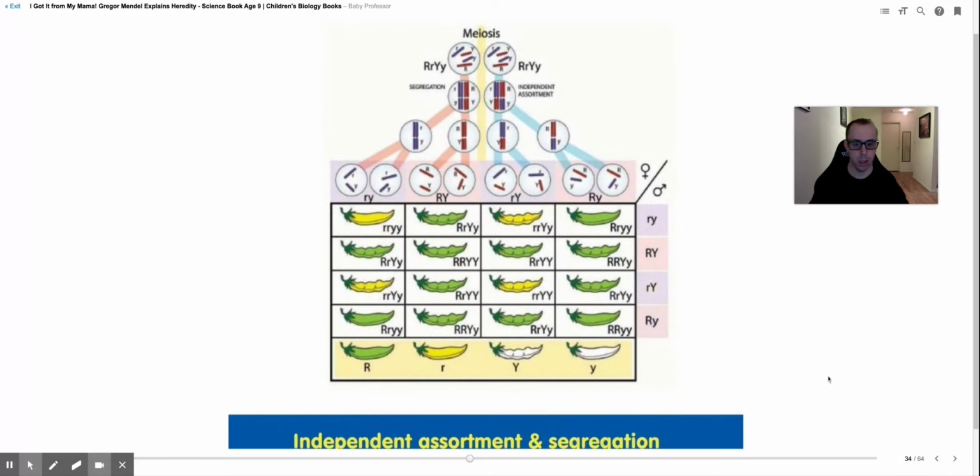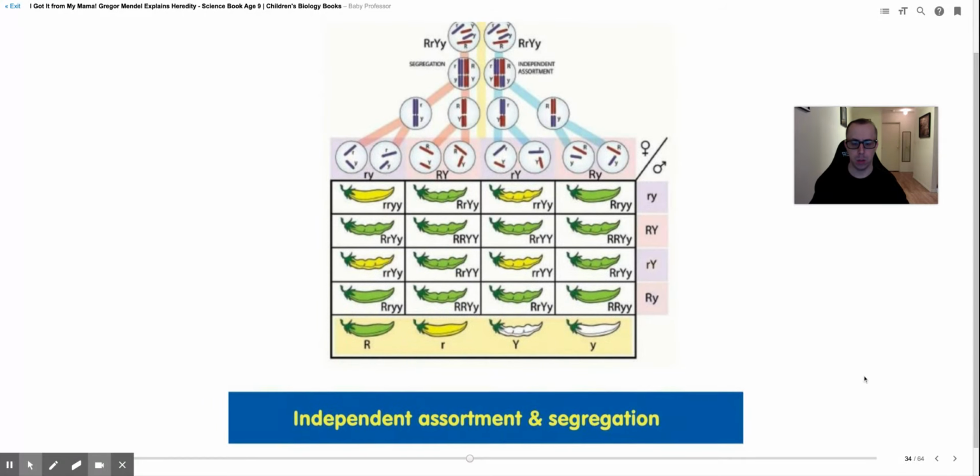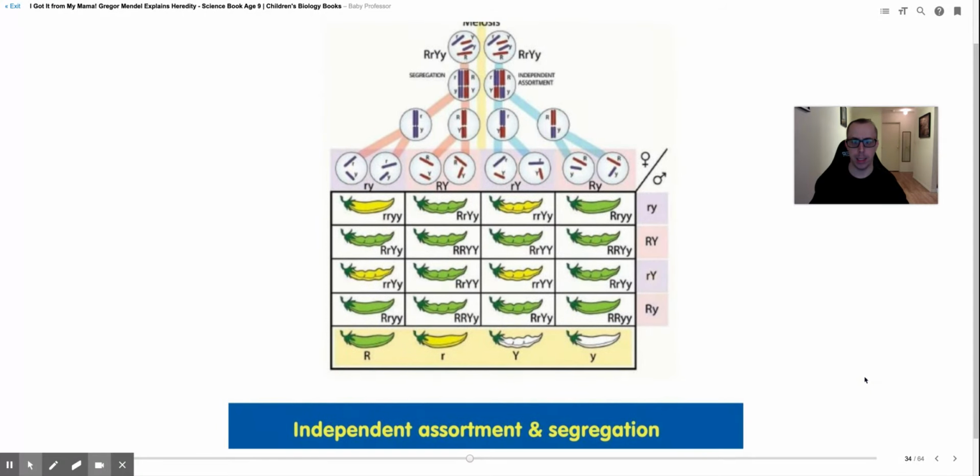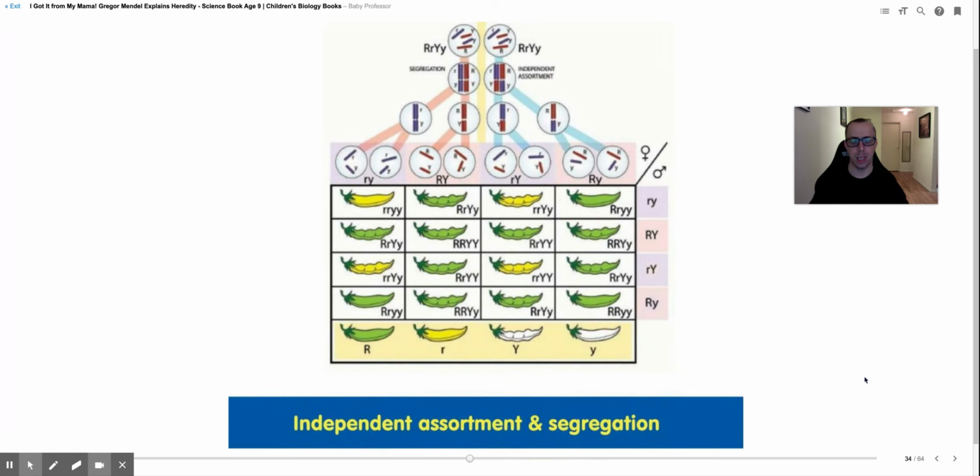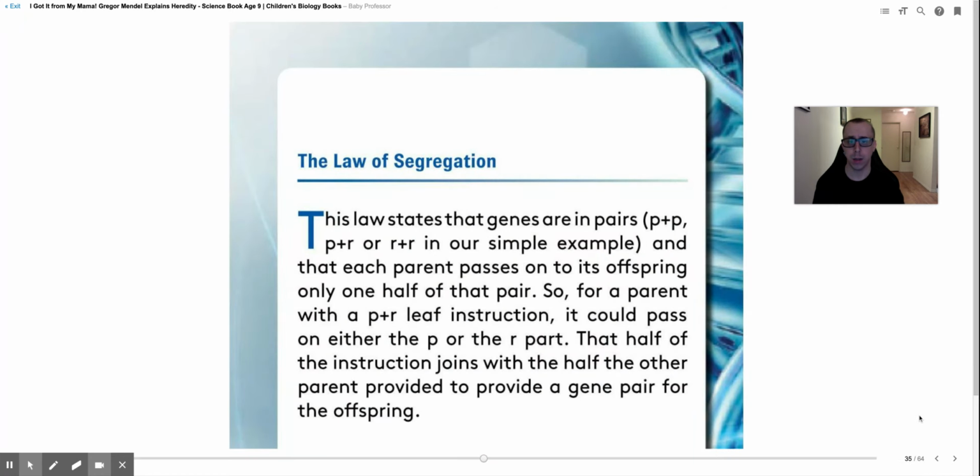So this is independent assortment and segregation, and it's taking into account two different traits, two different genes that can take place, similar to, like I said, hair color, eye color, or height and hair color. They're different. They're independent of each other. They're not connected. So here is the description of the law of segregation.